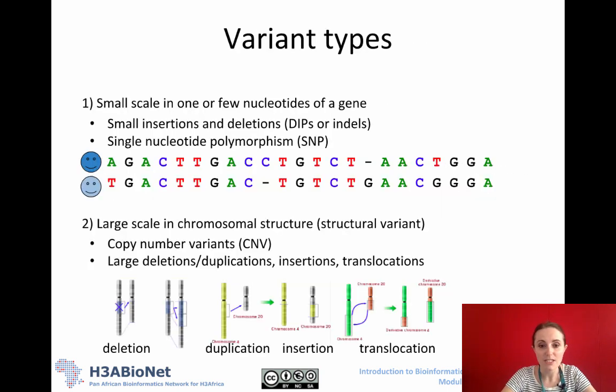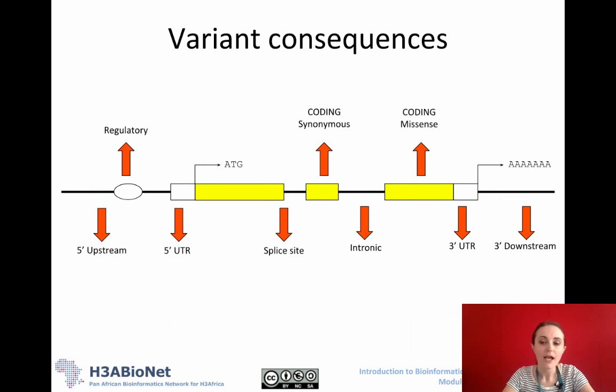So the first thing to mention is variant types. The first classification we do is on scale. We have small scale variants, which affect one or a few nucleotides of a gene. These include small insertions and deletions, as well as single nucleotide polymorphisms. And large scale variants, also known as structural variants, which include copy number variations, large scale deletions, duplications, insertions, and translocations.